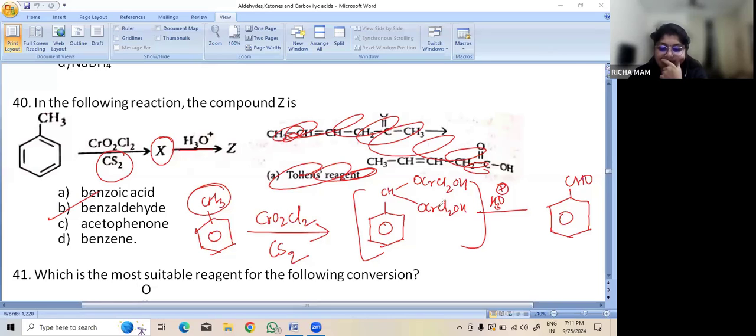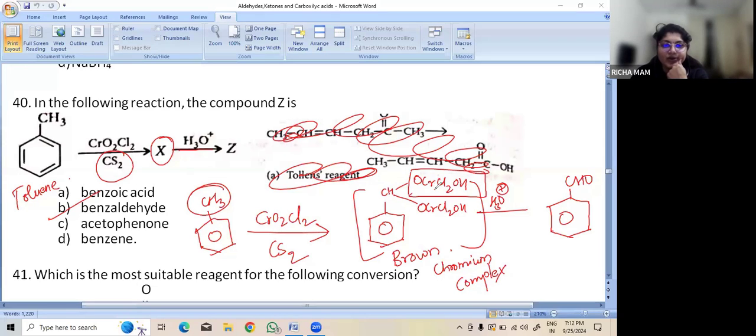Okay, so it is going to form a chromium complex. This chromium complex is brown in color. So you have toluene, and you are reacting it with chromyl chloride in the presence of carbon disulfide. What is happening? Oxidation is taking place. Both the hydrogens are replaced by these chromyl groups, forming a chromium complex. Further, when it undergoes acid hydrolysis, it forms an aldehyde. So you get benzaldehyde as a product. So option number B is the answer.